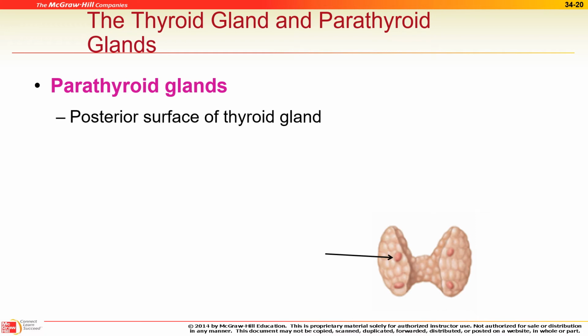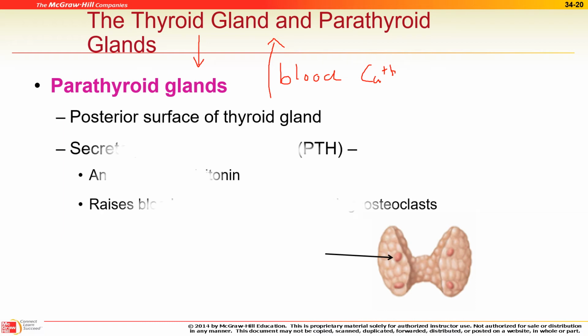Parathyroid hormone, in conjunction with calcitonin, will help regulate blood calcium. It does the exact opposite. Whereas calcitonin lowers blood calcium, parathyroid hormone will increase blood calcium. And calcium in the blood is very important. It's also involved in muscle contraction and blood clotting.